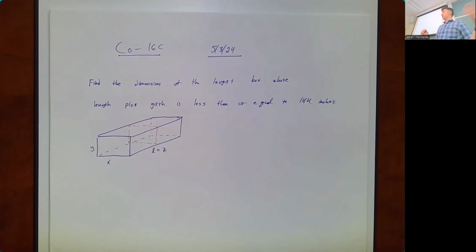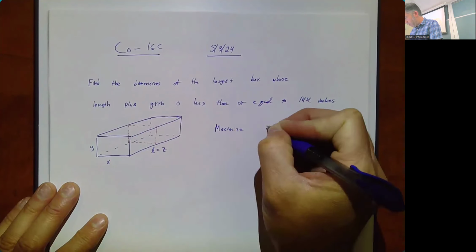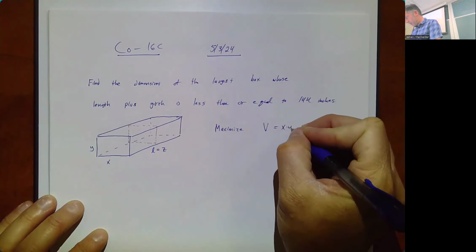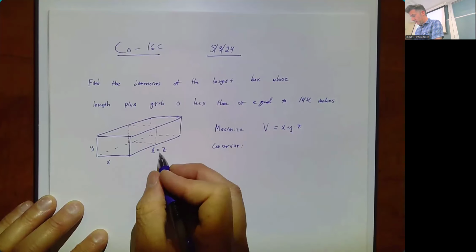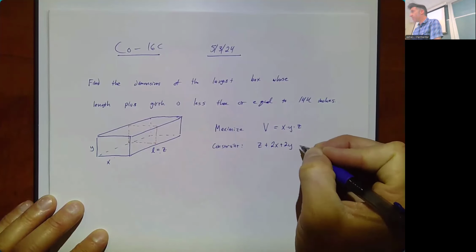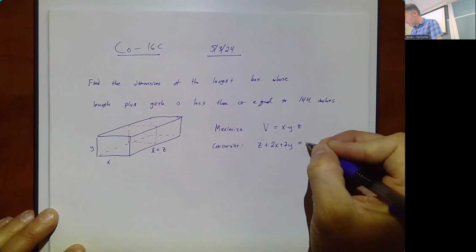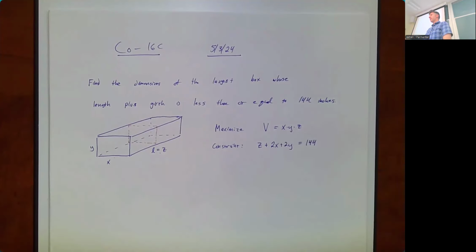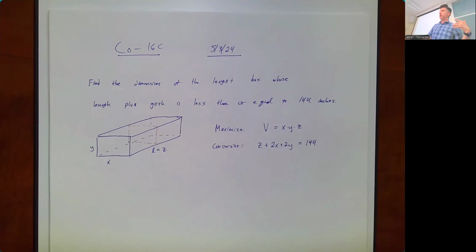So just like we were doing before, we're trying to maximize a thing. We're trying to maximize volume, which in this case is X times Y times Z, with the constraint that the length plus the girth, so Z plus 2X plus 2Y, is less than or equal to 144. But since we want to make this box as large as possible, we should use all of the room we have and say that the length plus the girth is going to equal 144. And then last time we solved for Z, plugged it back into the other function, took some partial derivatives, found the critical points, and then tested to make sure we had a maximum.